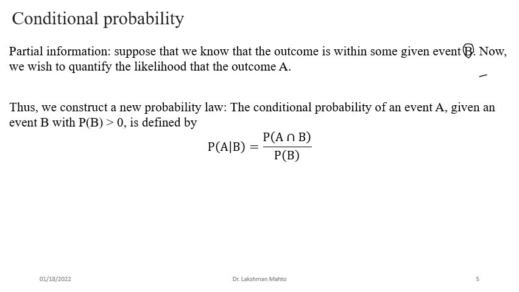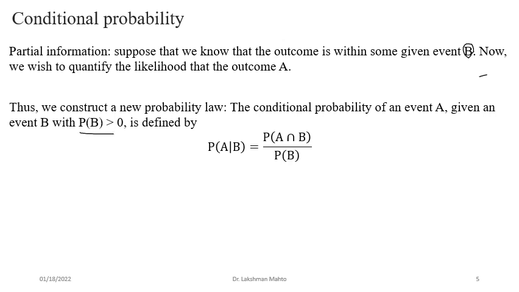Okay, so that's where we look into it from the partial information perspective. That's how we define probability, this new probability law. We define the conditional probability of an event A given an event B, and remember the given event B must be an event which occurs. That means it has a positive probability.